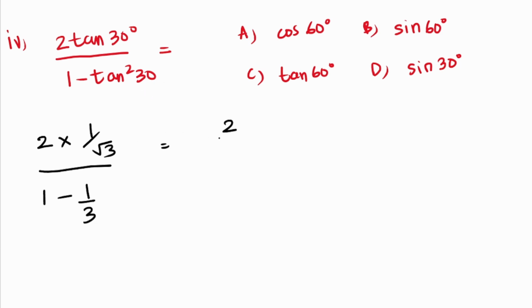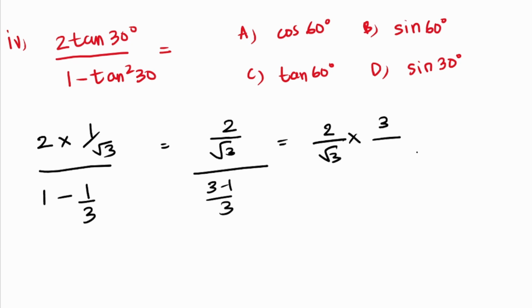So on solving, you'll have 2 divided by root 3 whole divided by LCM, when you will take 3 minus 1 divided by 3. On division, reciprocal multiplication, 2 divided by root 3 into 3 divided by 3 minus 1, that is 2. When you cancel this 2, and you cancel this root 3, you have root 3 over here. What's the answer? Root 3 is tan 60 degree, right? Root 3 is tan 60 degrees value. So option C is the right answer.